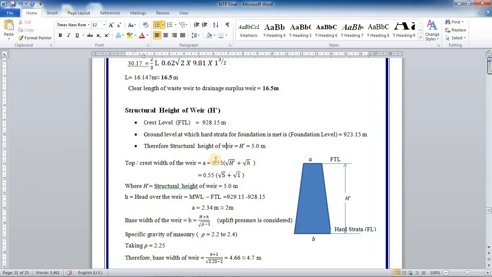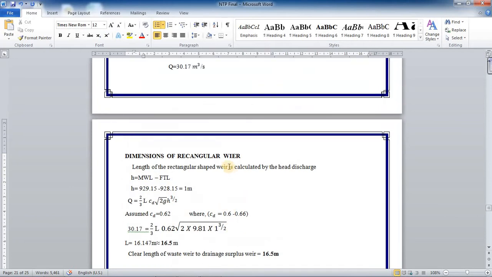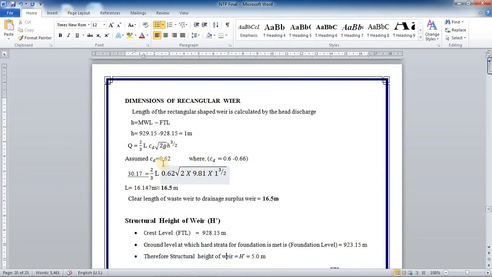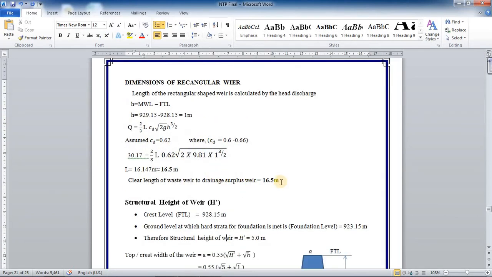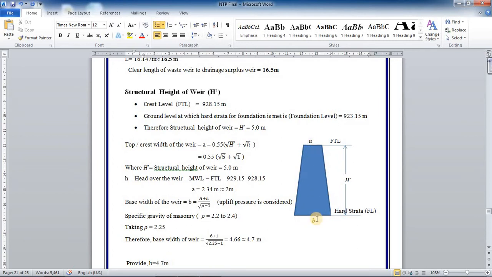Hello everyone, in this video session I'll be continuing the design of the rectangular weir. In the last session we designed the length of the weir, which is 16.5 meters. Let us continue with the remaining dimensions of the waste weir.